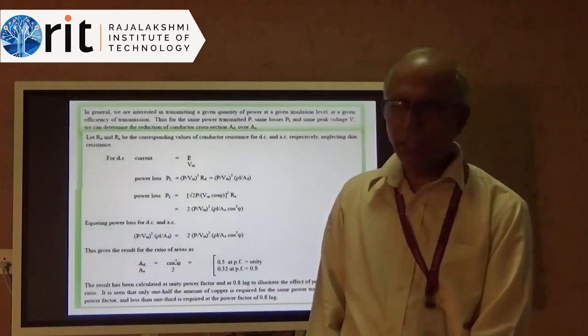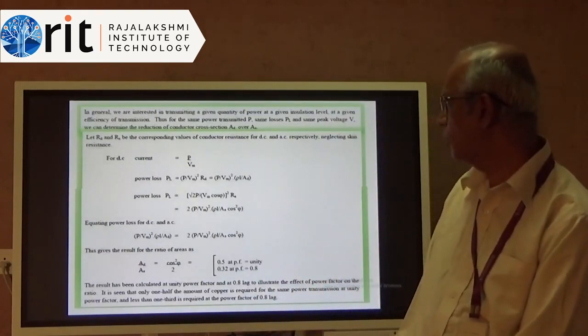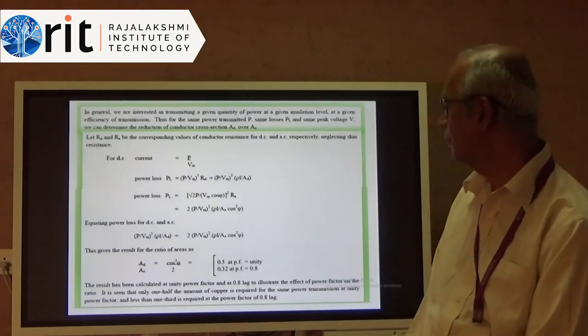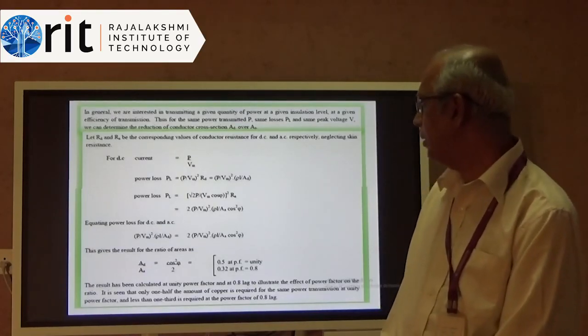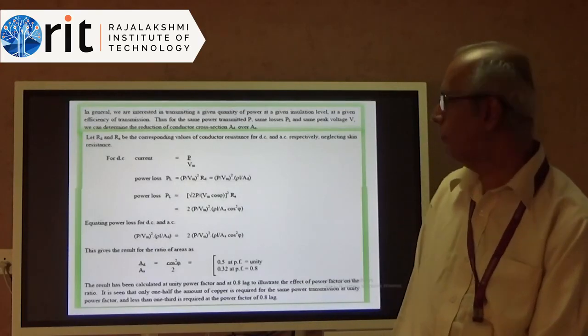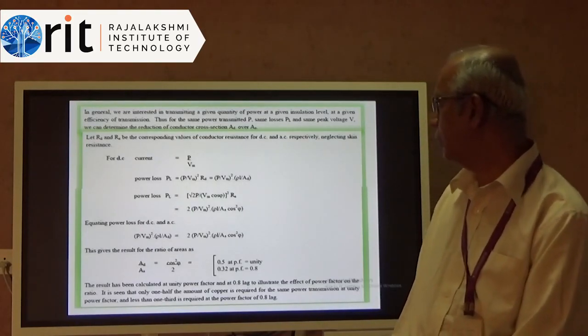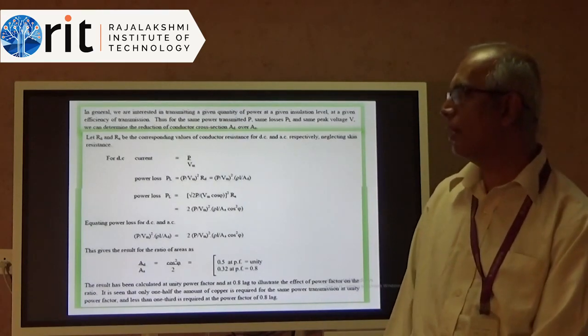The same thing, when you work it out for AC transmission, how does it work out? So the power loss, if you do the transmission by AC, is given by P divided by Vm by root 2, right? Vm is your maximum value, so Vm by root 2 will give you the RMS value, multiplied by cos phi. So this expression will give you the value of RMS current.